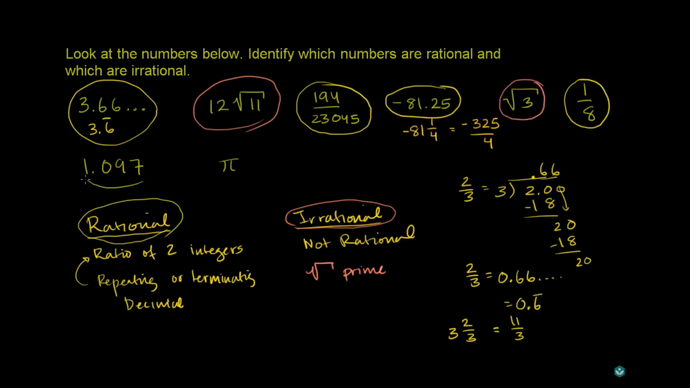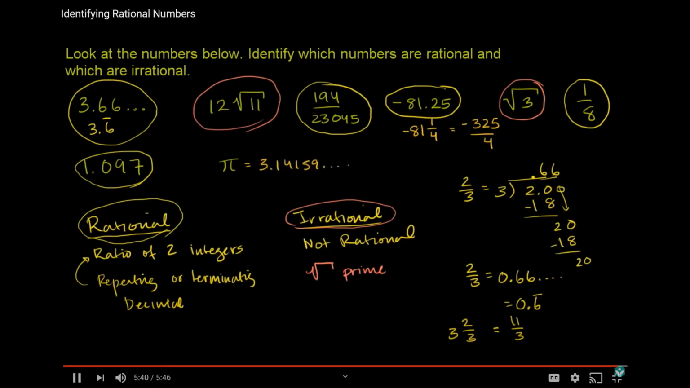So clearly rational. And then pi, and you'll see other numbers like pi, like e. These are, by definition, or by calculation, or however you want to think about it, irrational numbers. 3.14159, and it keeps on going forever. It is non-terminating and it is non-repeating. So it is an irrational number. So we have 1, 2, 3, 4, 5 rational numbers, and then we have 3 irrational numbers.